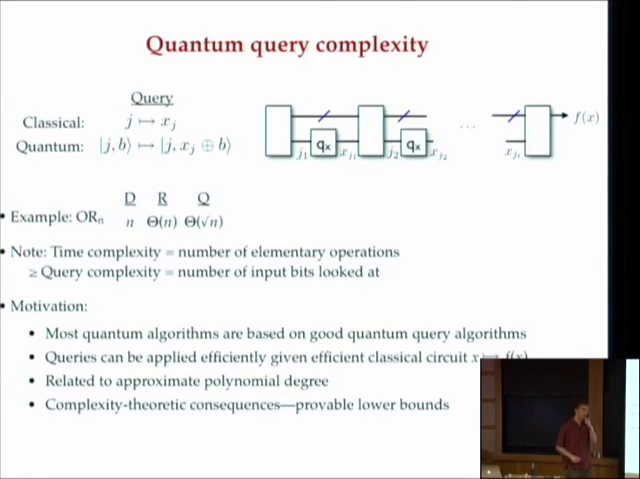Do you count the number of input bits you look at? Do you count all the different j's in all the superpositions? No. Every one is a query. Every superposition is one query. That's the power of it. This is maybe a confusing way of saying it. Really, I'm just counting the number of queries, but each query can be a large superposition.